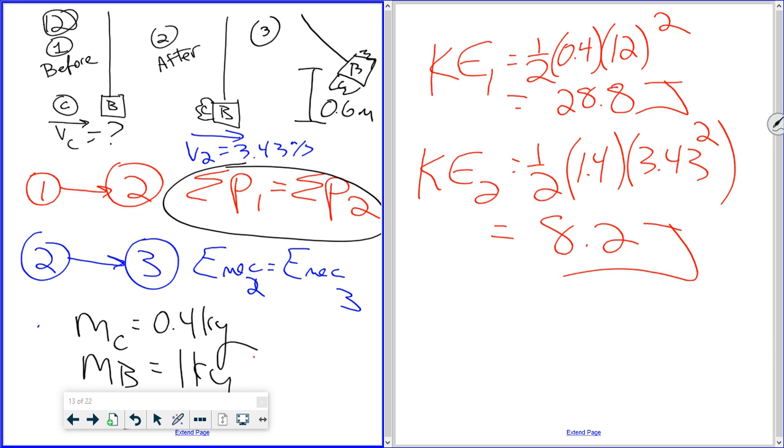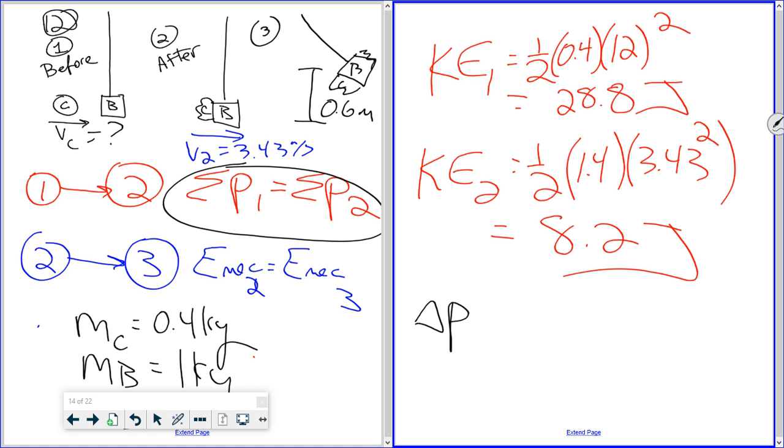Mathematically, it's because both blocks exert the same force on each other for the same amount of time, right? Newton's third law says the forces are equal for the same amount of time, so you have to have the same change in momentum. Cool? All right. Questions on that?